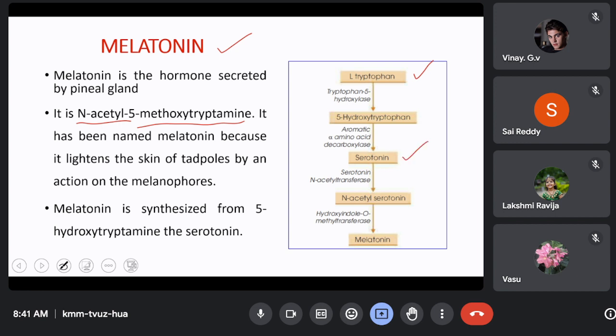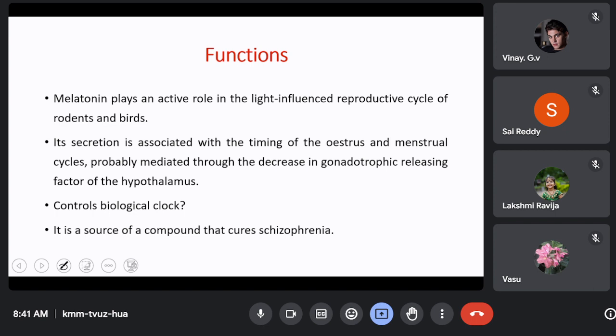Serotonin is chemically called 5-hydroxytryptamine. The sixth thing that you have to remember is that the name melatonin is given because it is responsible for lightening of the skin of tadpoles by acting on the melanophores of skin. And coming to the functions, Greeks called this the seat of soul.